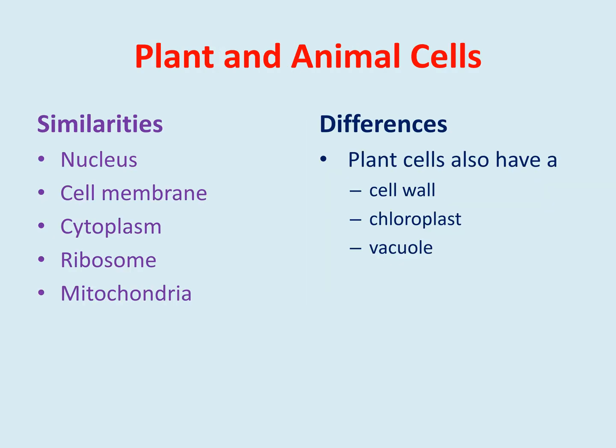So with plant and animal cells, they both have a nucleus, a cell membrane, a cytoplasm, a ribosome, and a mitochondria. But the difference is that plant cells also have, in addition to that, a cell wall, chloroplast, and a vacuole, which animal cells do not have.